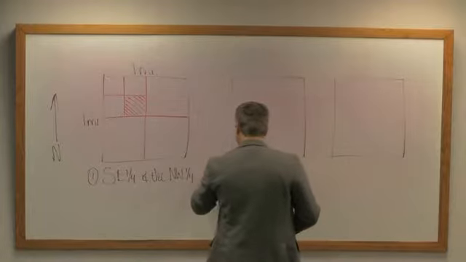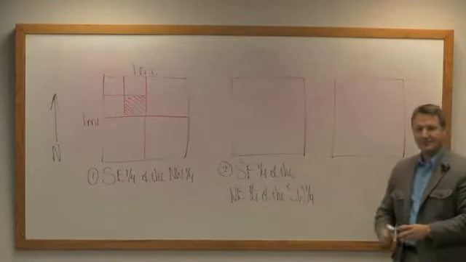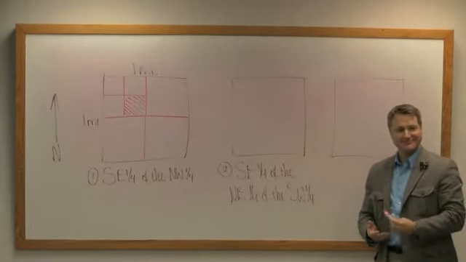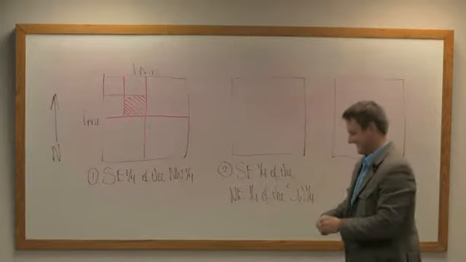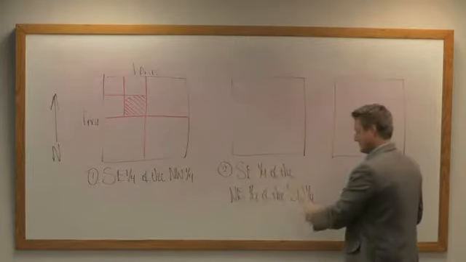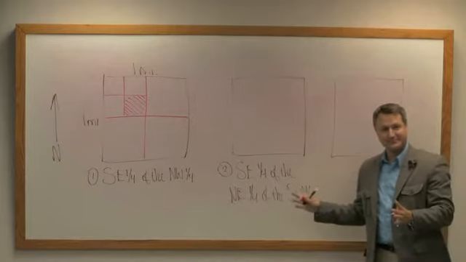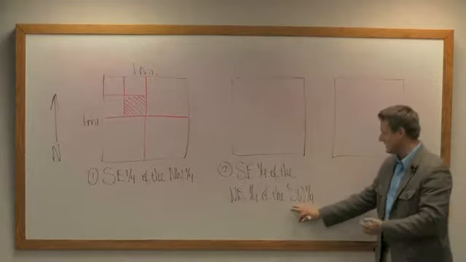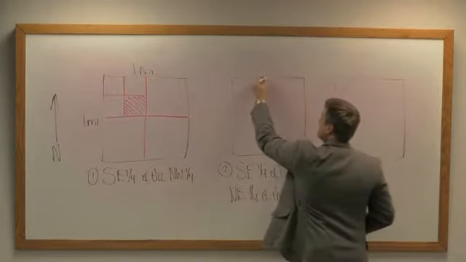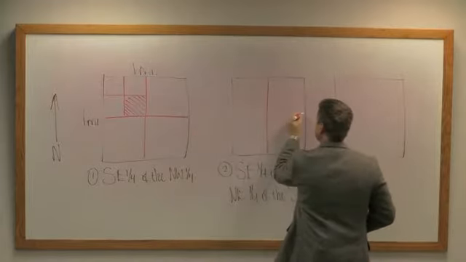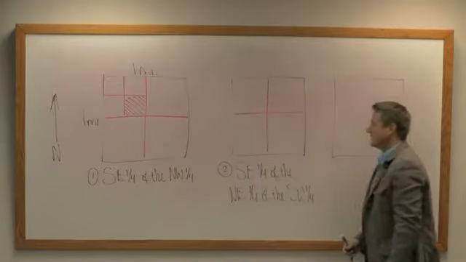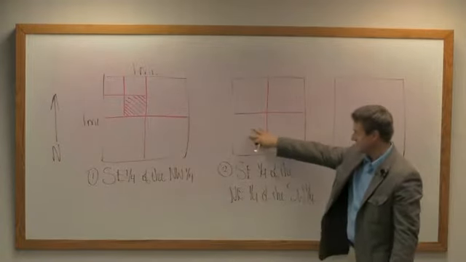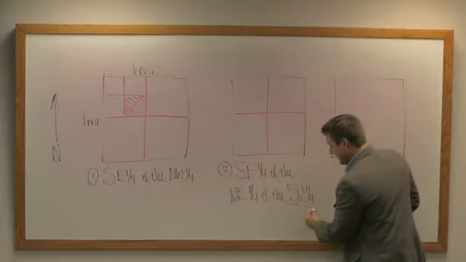So number 2, a little bit longer. Southeast quarter of the northeast quarter of the southwest quarter. So first off, where am I going to start at? Very good. I'm working sections. I'm going to start backwards. Southwest quarter. Where is my southwest quarter here? Bottom left? So I've got that one down.